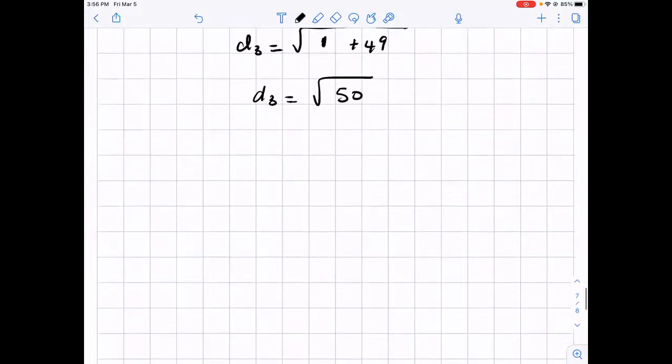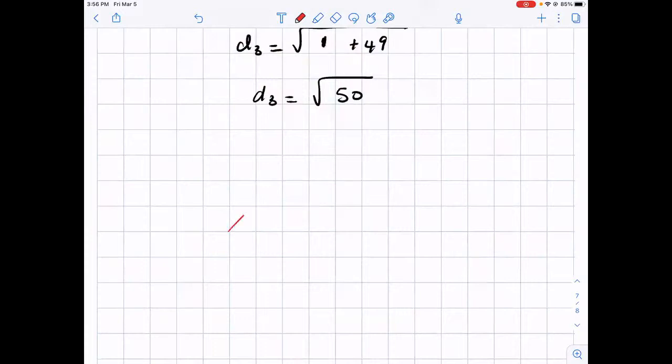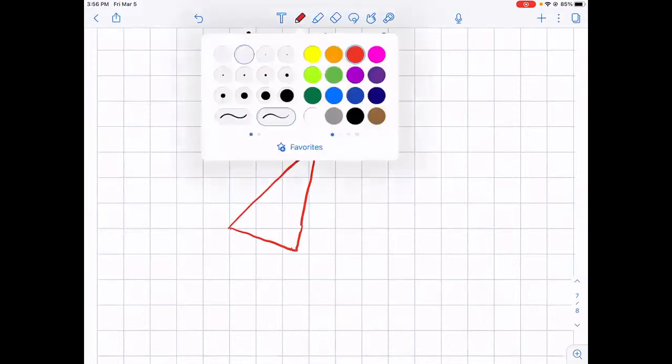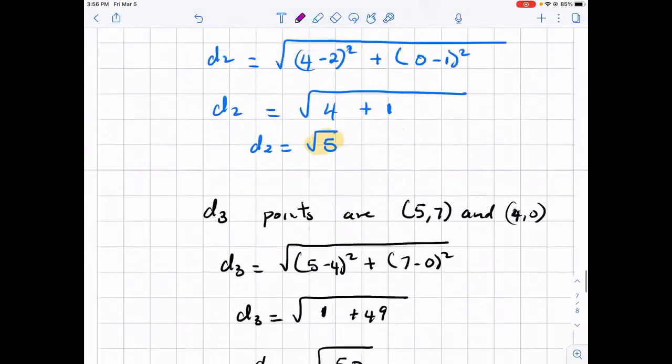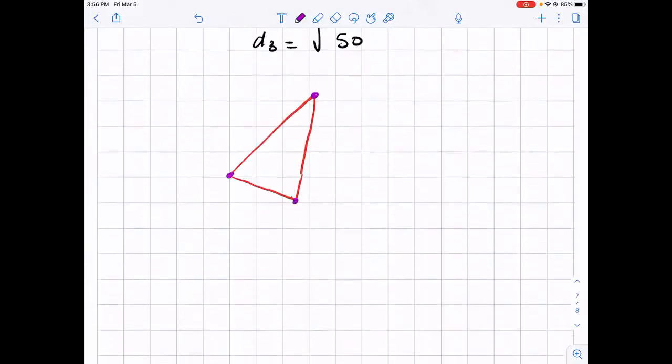So what do we have now? What we have now, we have a triangle. And we know that these points here, so that's what my triangle looked like above there. This is the point 2, comma 1. This is the point 4, comma 0. And this is the point 5, comma 7.